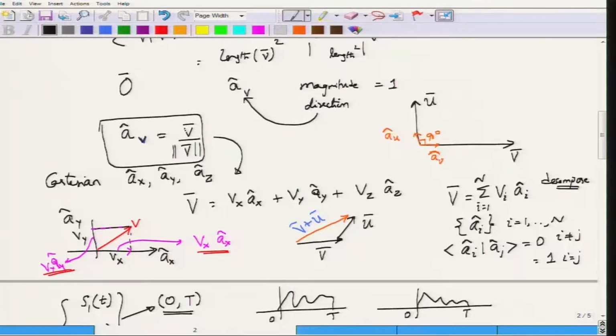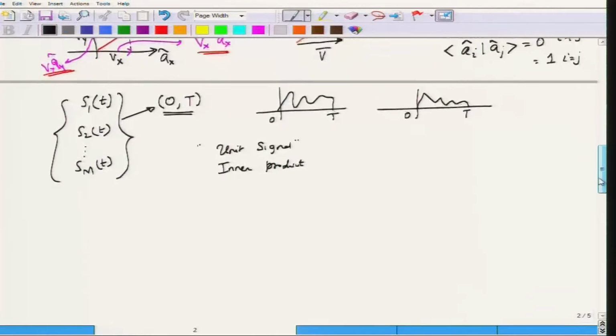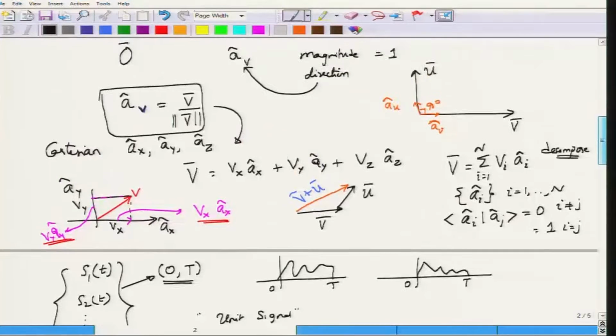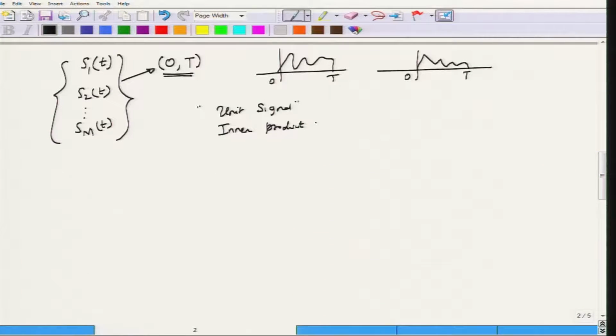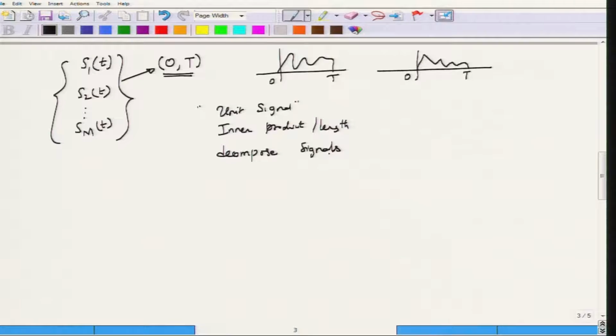I can take the original vector v and divide by its length. So, I clearly have to define length as well, and I already know that length is related to the inner product of the two vectors. So, in fact, inner product and length can be defined together. I need something that would correspond to the length as well, and I need an ability to decompose signals into their component waveforms.